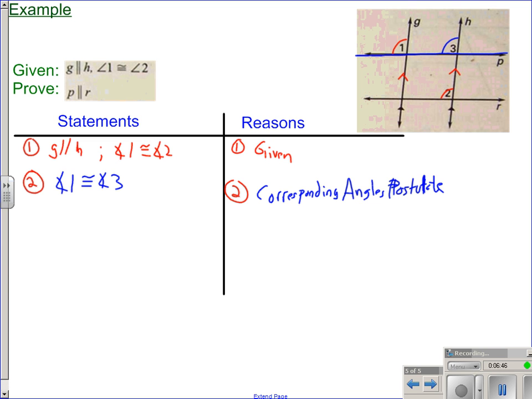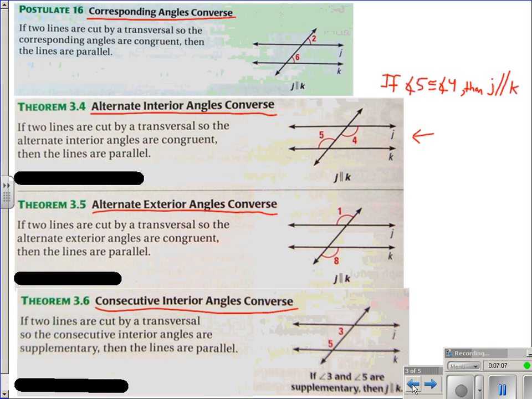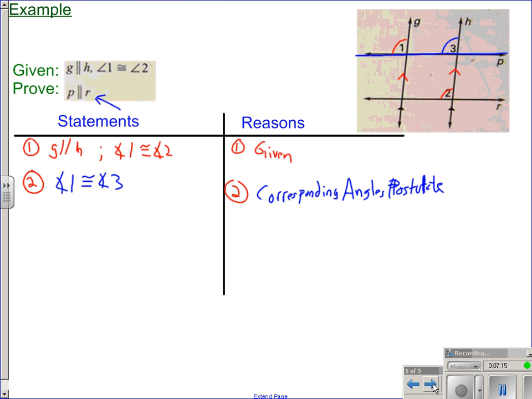Okay. Lines G and H are parallel to each other. Line P is the transversal. 1 and 3 are corresponding angles, so they are equal to each other. Now, we're trying to prove these two lines are parallel to each other. In order to prove lines parallel to each other, you need to show one of these pairs of angles are congruent or supplementary.